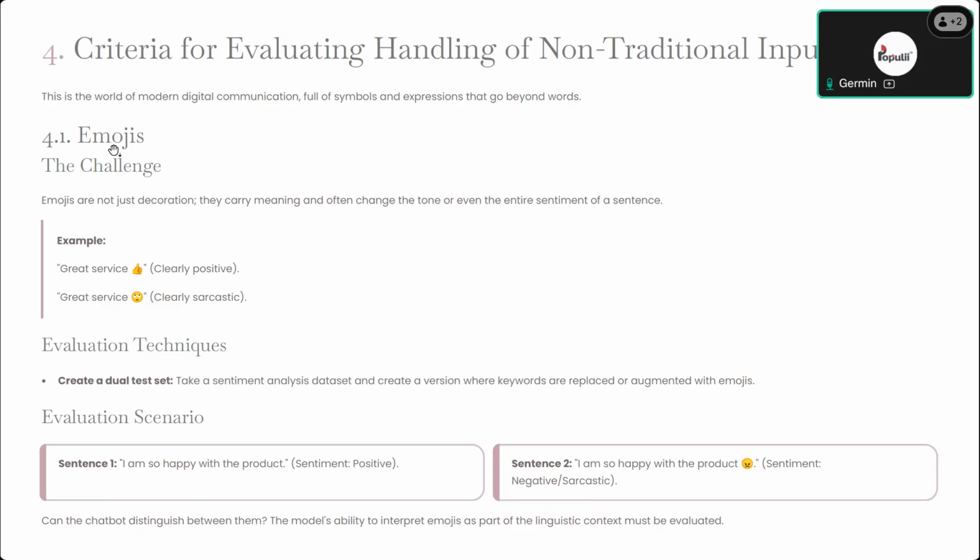So let's start with emojis. They might look like small decoration, but they actually carry a lot of meaning. Emojis can completely change the tone, or even the entire sentiment, of a message. Look at these two sentences. If the user says "great service" with two different emojis, this emoji is clearly positive, and this emoji suddenly becomes sarcastic or negative. Same words, totally different meaning, and the only difference is the emoji. So if the chatbot ignores emojis or misinterprets them, it will completely misunderstand how the user feels.